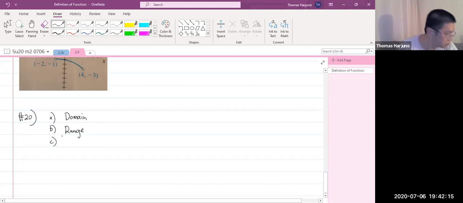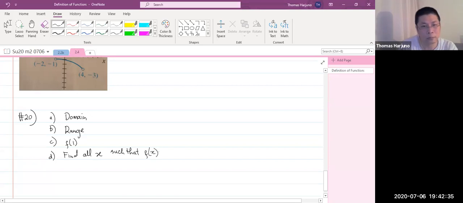Find f(1). And part D, find all x such that f(x) equals 1. And part E, find all x such that f(x) is greater than 1. Okay, I will show the graph very soon, but you can start working on that problem now.